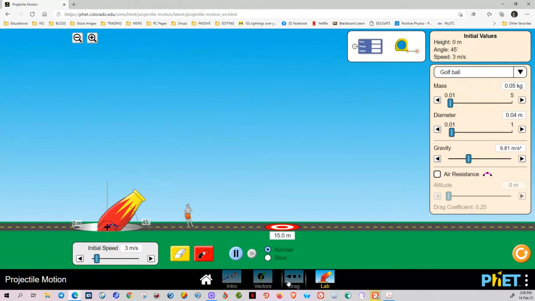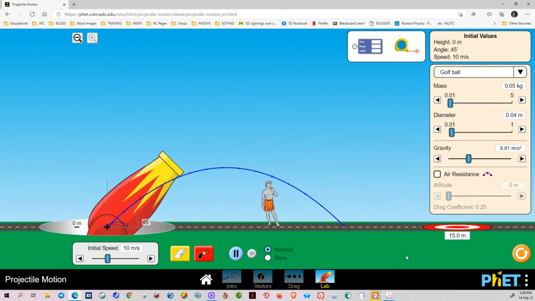Let's start without air resistance first. Whoa, it didn't come out of the cannon. Let's increase. Let's make it 10. There you go. Okay, let's zoom in. That's 10 meters per second, 45 degrees, golf ball. With air resistance, what's going to happen? You can see that there is a small difference in the range. Can you see the difference? If you take an object with the same mass but increase the diameter, what's going to happen with and without air resistance? That's without air resistance.